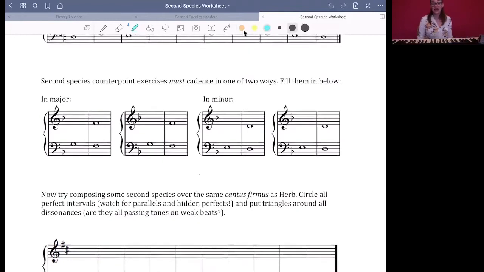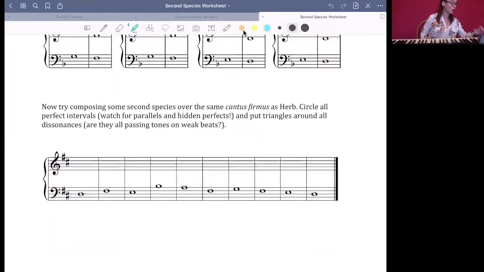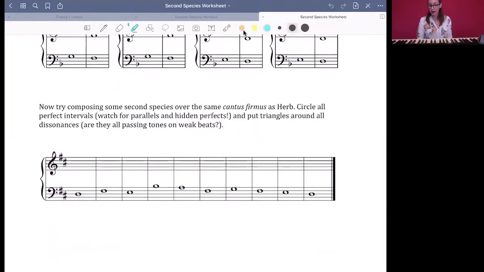And then here are your cadences. So I'm going to have you actually create the 4 different cadential options, 2 in minor and 2 in major for second species. And then last but not least, you are going to try your hand at composing a little second species line. Don't get super worked up if this might take you a little bit of time, and that's fine. We have all class on Wednesday to workshop this before I send you on your way to do some.